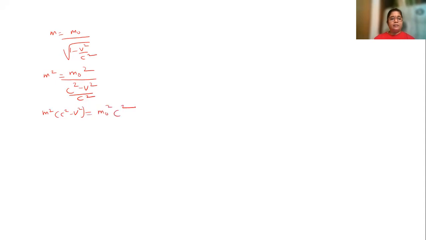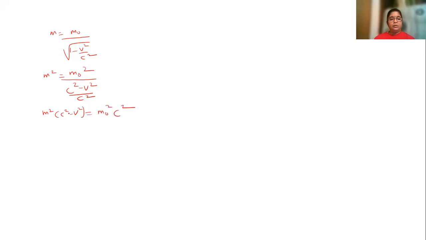Now we have a relativistic mass equation given by m is equal to m naught divided by root of 1 minus v square by c square. Now I am going to square this. So what can I write? m square is equal to m naught square divided by 1 minus v square by c square. Or what can you write this as? You can write this as m square into (c square minus v square) is equal to m naught square c square.